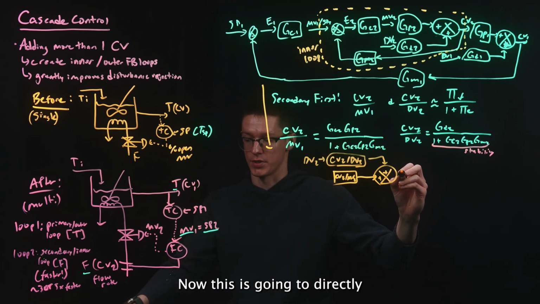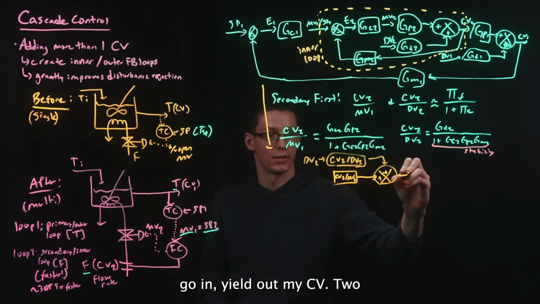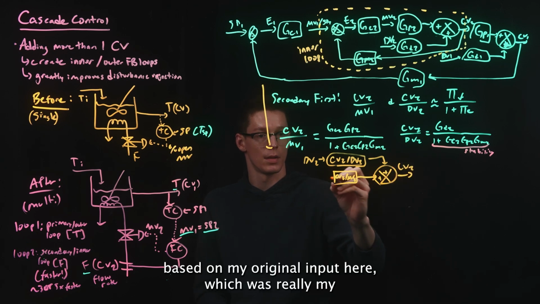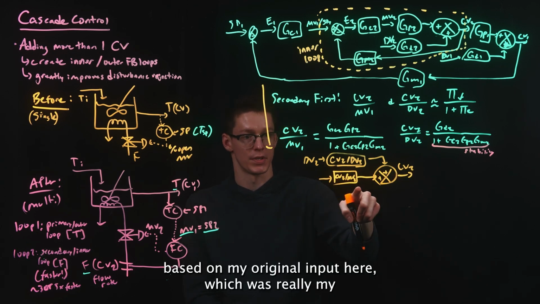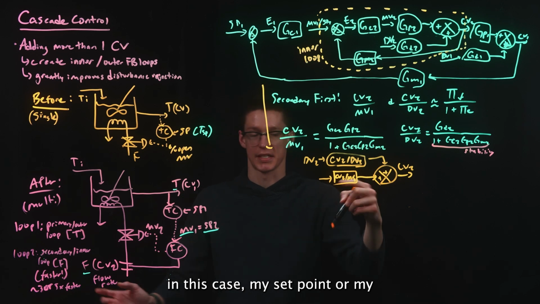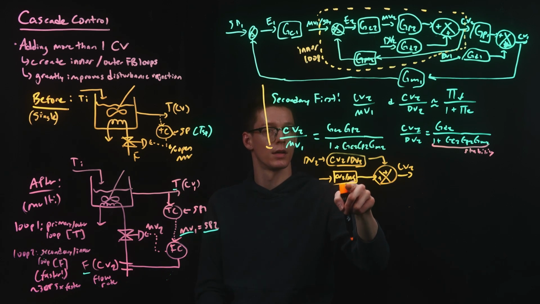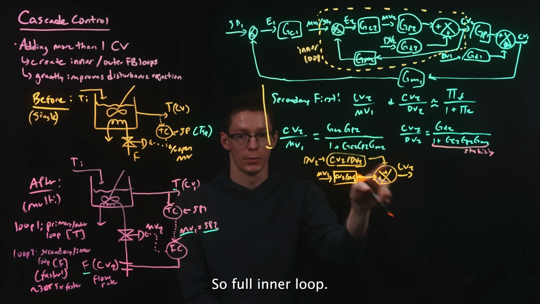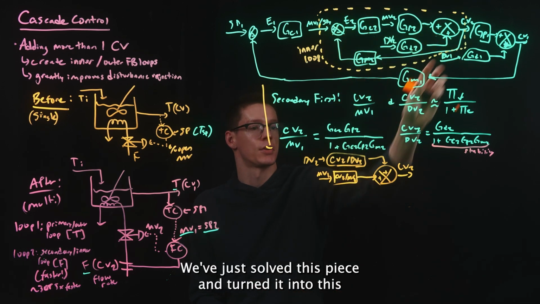Now this is going to directly yield out my CV2 based on my original input here, which was really my set point or my MV. I meant to write 1, sorry. So full inner loop: we've just solved this piece and turned it into this.